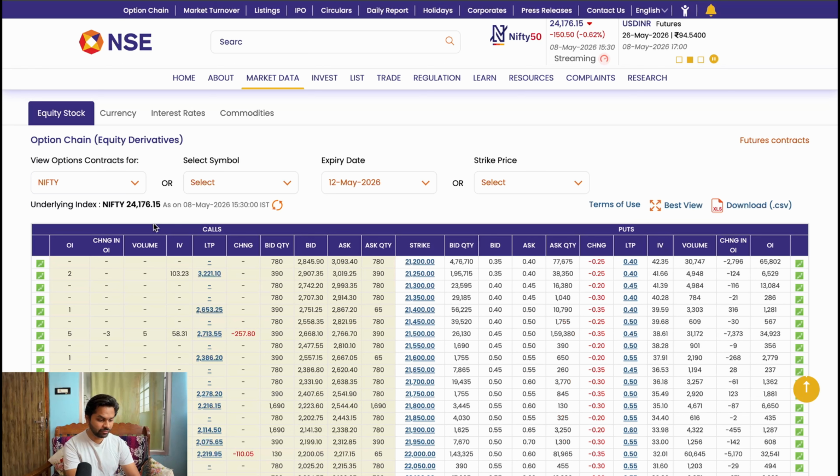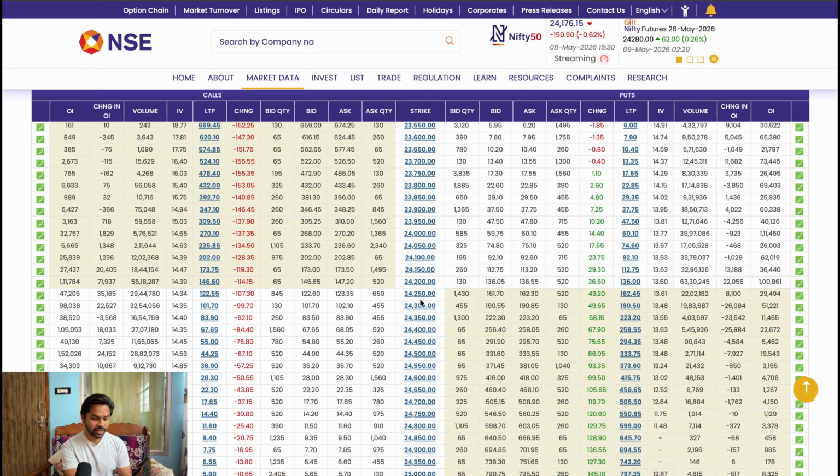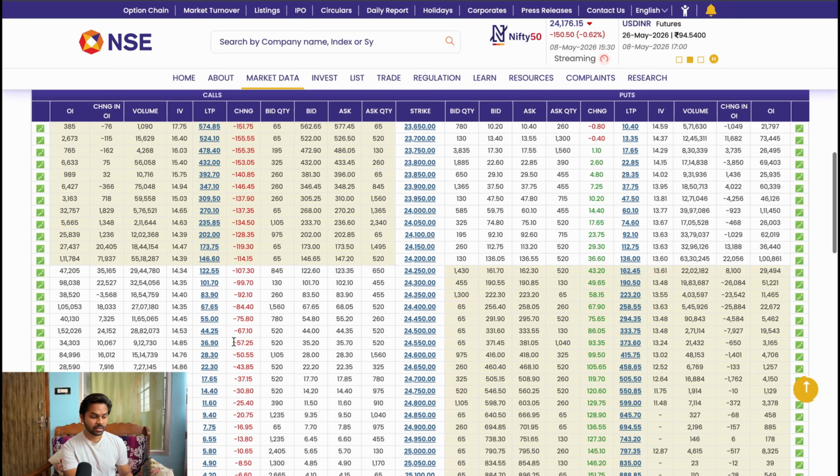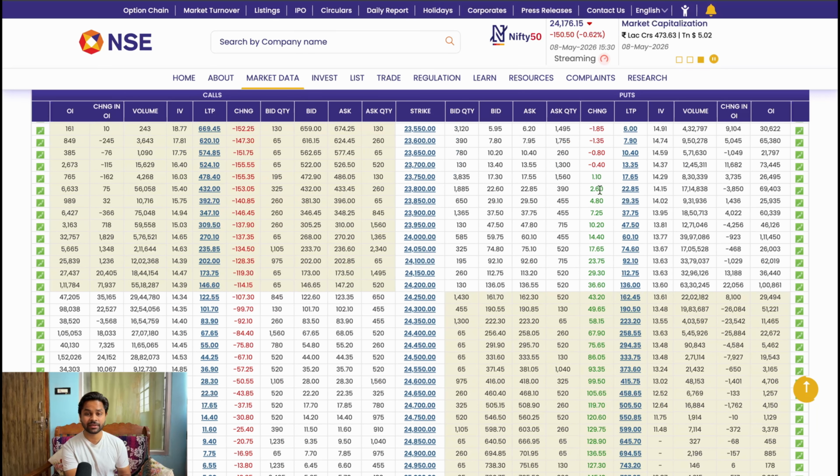Now the current Nifty is at 24,176. This is the current market price of Nifty. If you scroll down, you will find the important levels. Wherever there is high open interest, volume and change in open interest, that is our resistance. The left hand side will be our resistance and the right hand side will be our support. But before that, go and watch my videos, then only you will understand how to read the option chain. In that video I have talked about everything.